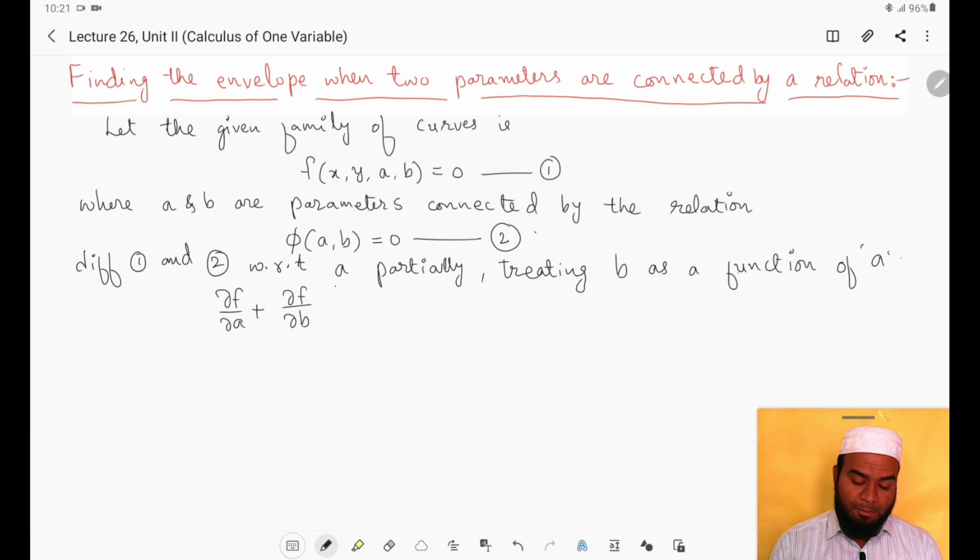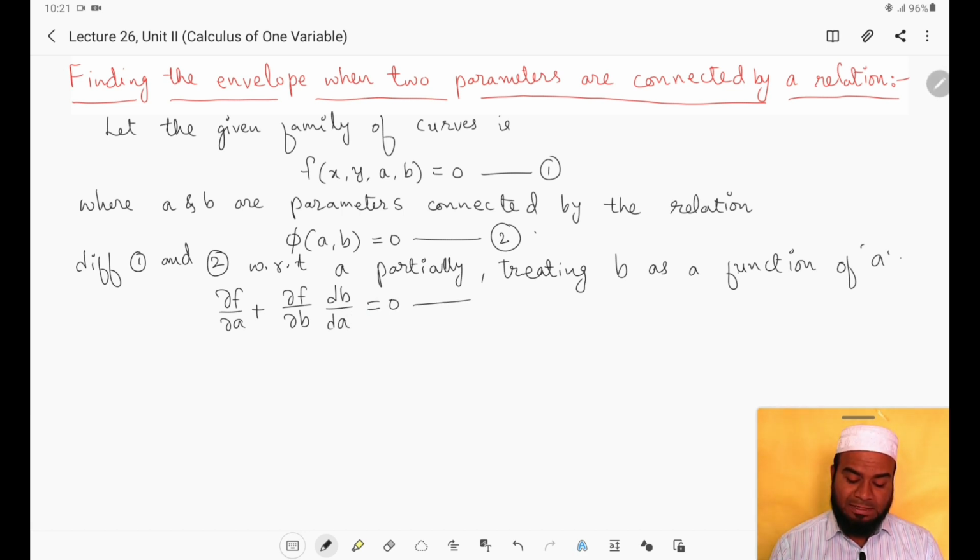So what we will get here is db by da, because b is a function of a means b is having only one variable a, so an ordinary derivative will come. When one variable is there, then an ordinary derivative will come. Here f is having two parameters, so that's why the partial derivative dou f by dou a is coming, then dou f by dou b and the derivative of b with respect to a, that is db by da, equals to 0.